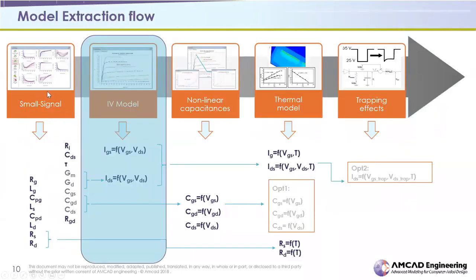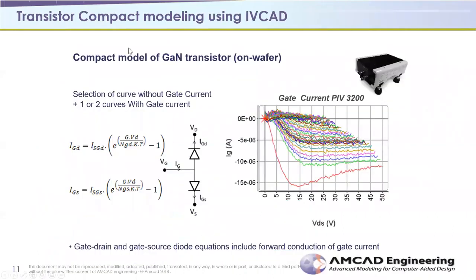So that's for the small signal. Then the next step is the current sources. The first one is the input diodes. For that, as we will be measuring the gate in forward conduction, we will have very, very low current that we need to measure, and that's why you need to have the right tool to be able to do that. So AMCAD developed this gate pulser so that it has enough resolution at very low current to be able to measure this level of variation of current. And this is very important to extract the right model.